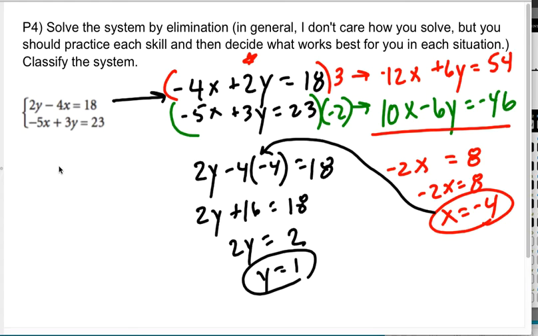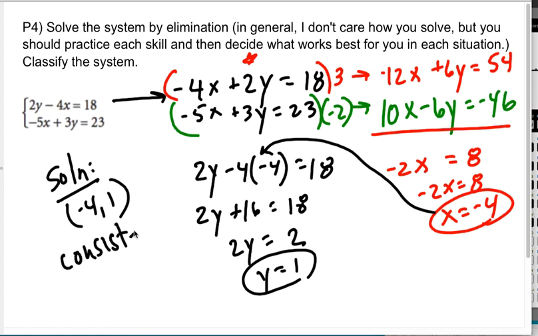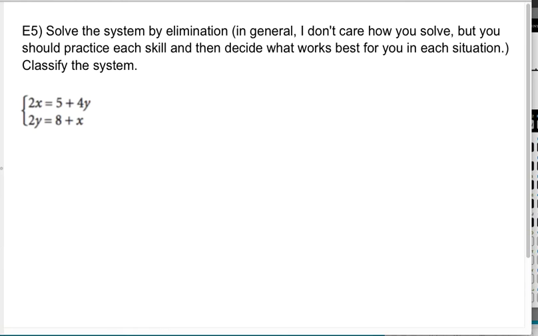My solution can either be written the way I just did with the x and y labeled, or I can write it as x comma y. And when I'm asked to classify, this is consistent because it has a solution, independent because the two lines are different curves, right? Cool. Let's do an E5.